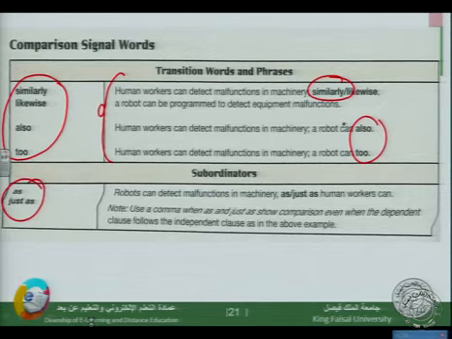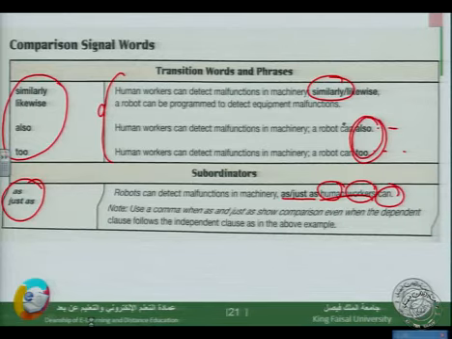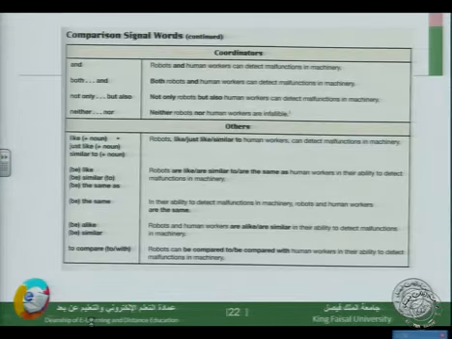أيضا we have subordinators. A robot can detect malfunction in machinery as a human worker can. Just as a human worker. Okay? فلاحظوا بعد as, just جاء عندنا subject verb. عفوا subject و verb. لكن بعد also, too ما جاء لا subject ولا verb. انتبهوا هذه للقواعد مهمة. حيكون إن محاضرة تطبيقية لكل للمحاضرة لهذه النقاط الرئيسية.